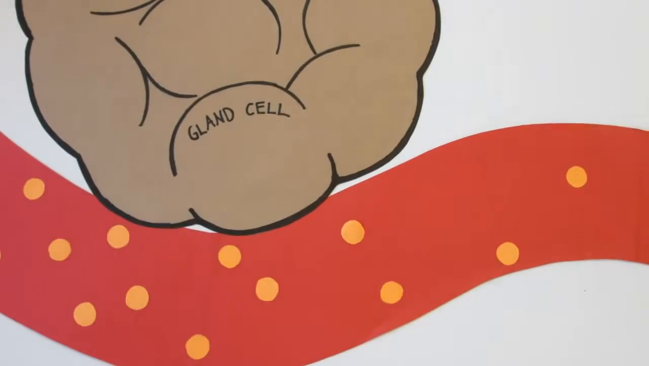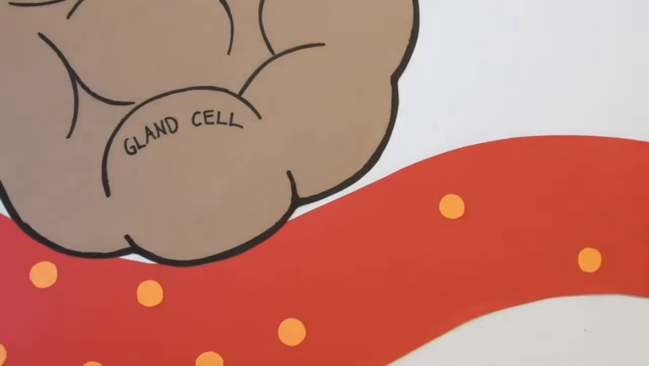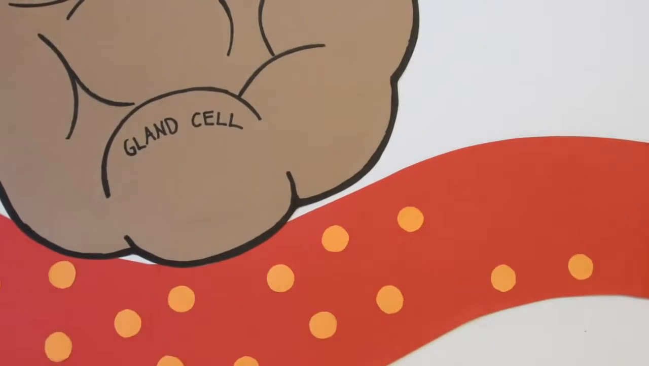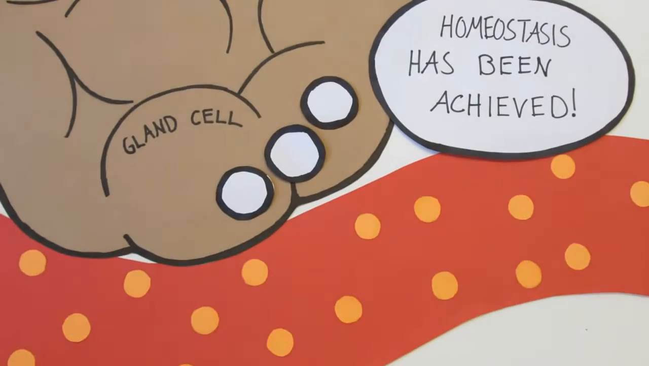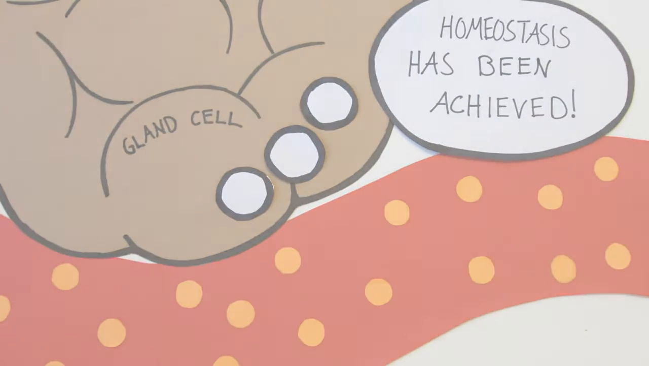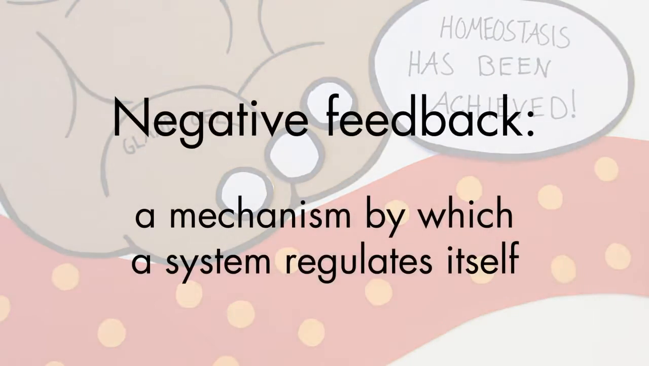Once hormones have succeeded in sending their message to their target cells, and in this case homeostasis is achieved, the gland decreases the secretion of hormones. The mechanism by which the gland stops secreting hormones is called negative feedback. What exactly is negative feedback? Negative feedback allows a system to self-regulate a response or output.